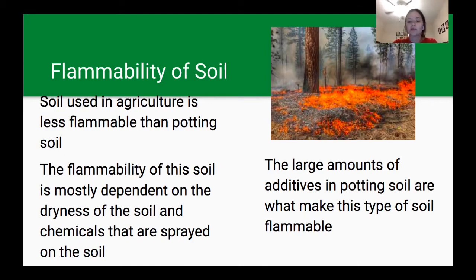And some of the reasons that potting soil is so flammable, more so than agricultural soil, is because of the additives inside of it that are mixed in. And some of those include peat moss, shredded wood, bark, styrofoam, and vermiculite.